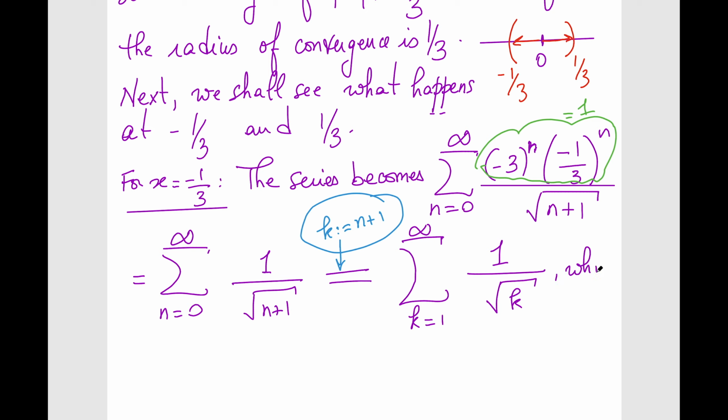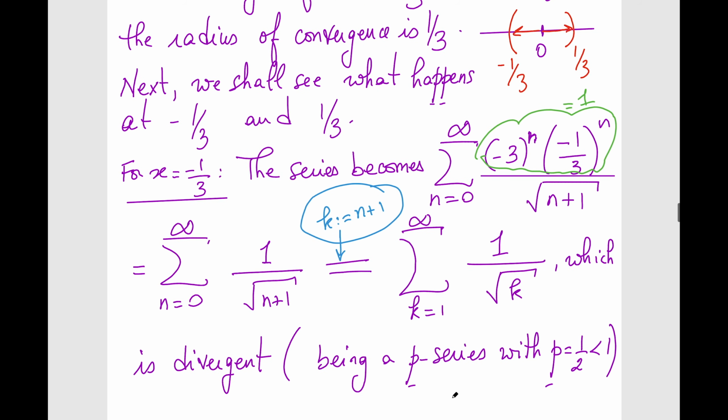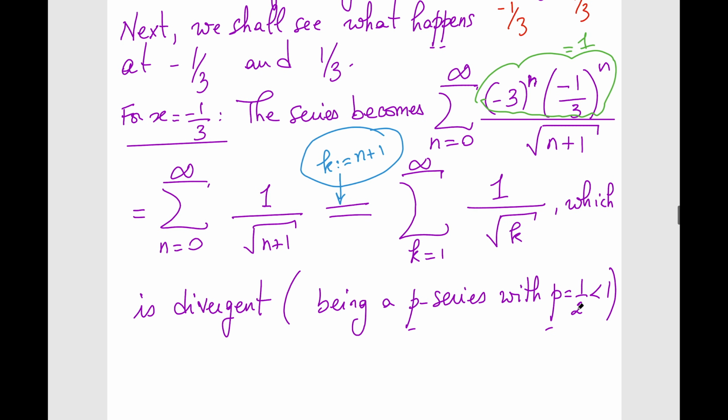Which is divergent, being a p series with p equals half, which is less than or equal to 1. All right, so when x is minus 1/3, then we get divergence.